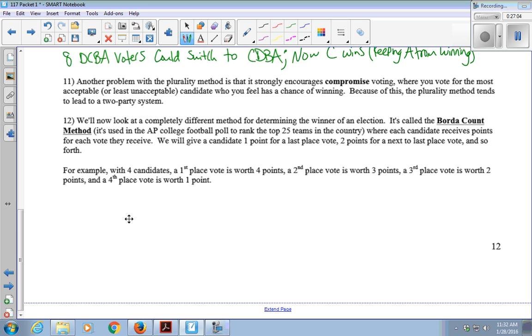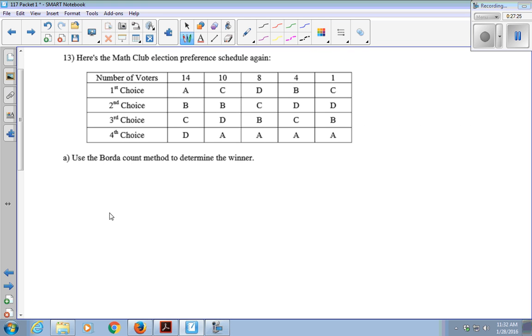Each candidate receives points for each vote they receive. If a candidate gets a last place vote, they get 1 point, 2 points for a next to last place vote, and so on. Okay, so if there are 4 candidates, a first place vote gets you 4 points, and a second place vote gets you 3, and 2, and 1. So let's see what happens with our math club election if we determine the winner using Borda count.